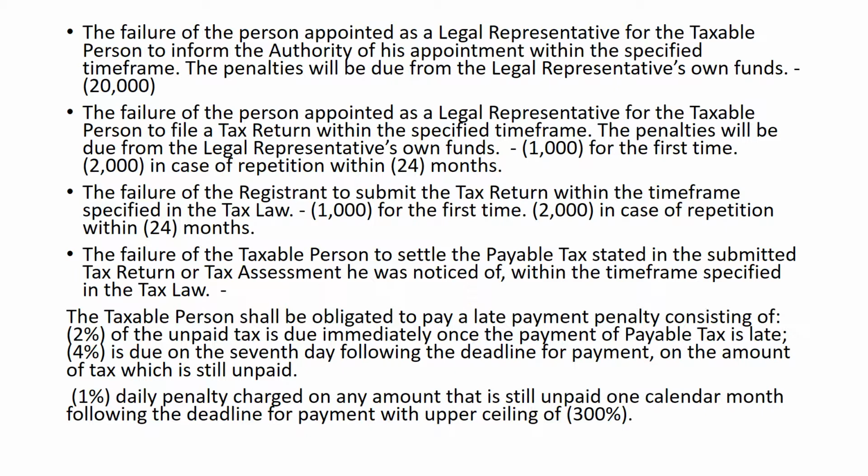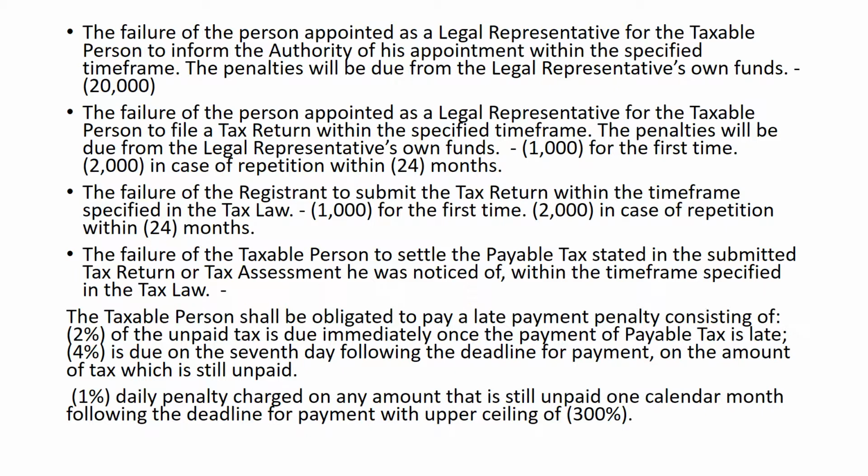The failure of the person appointed as a legal representative for the taxable person to file a tax return within the specified time frame: the penalties will be due from the legal representative's own funds, 1,000 for the first time, 2,000 in case of repetition within 24 months. So please be careful while you are keeping a legal representative. The failure of the registrant to submit the tax return within the time frame specified in the tax law is 1,000 for the first time and 2,000 in the case of repetition within 24 months.